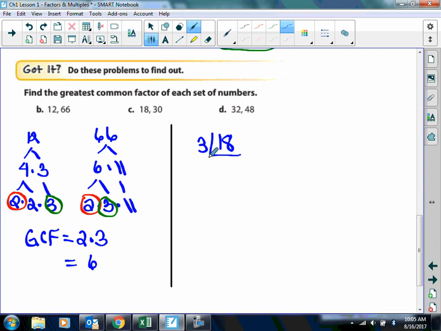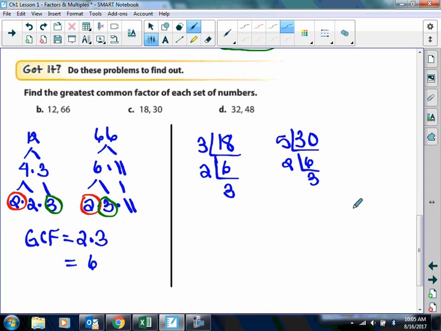So, 18 divided by 3 is 6. And then, what can I divide into 6? Prime number. 2. And then that's going to be 6 divided by 2 is 3. And so that's done, right? And then let's do 30. What can we break 30 into? Okay, we can do 5. So 5 times 6. Very good. And then 6 can be broken down to 2. So 6 divided by 2 is 3.